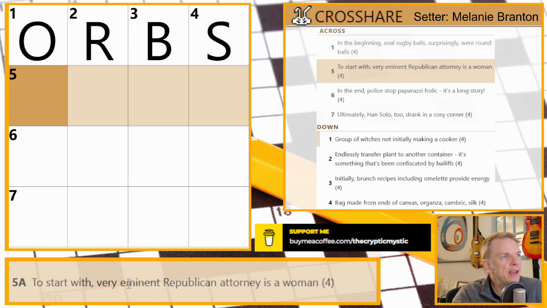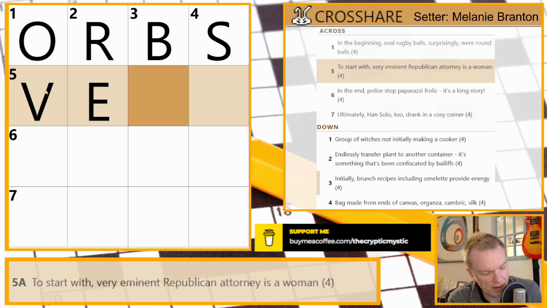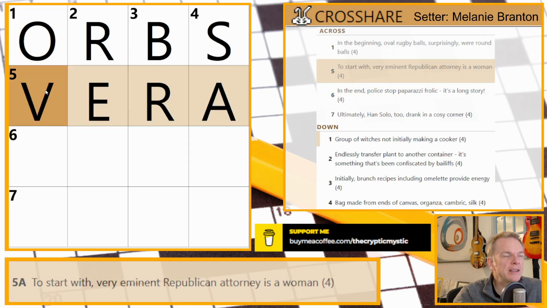To start with, very eminent Republican attorney is a woman. There you go. What's happening there? Where do you think the indicator is? That's right. It's here, isn't it? To start with. Can you see that? So it's saying, just use the starting parts of these words and the whole thing will give us a woman. So "is" here is like a link word. So we're using the starting letters of very eminent Republican attorney, and we end up with Vera. See? You can see how it's handy, because obviously you can't always use words that can be abbreviated. Maybe it doesn't make any sense on the surface. So it's quite handy to have this device for setters to just pick initial letters or last letters.